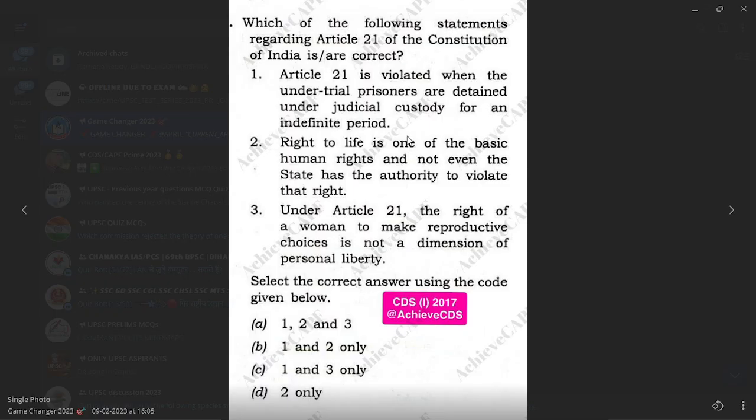Right to life is one of the basic human rights and not even the state has the authority to violate that right. Okay, next.